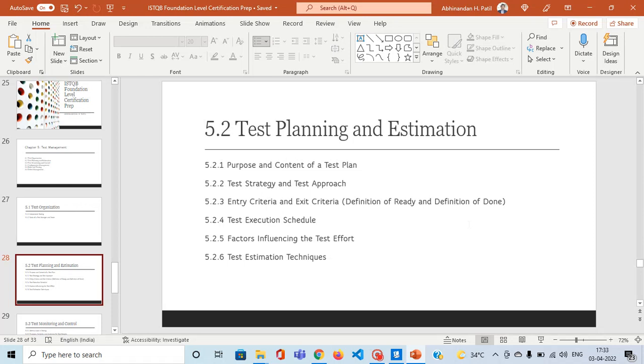Next is 5.2.2, that is about test strategy and test approach. So there are several strategies that can be employed. Either it could be analytical, or model-based, methodical, process-compliant, directed, regression-averse, or reactive. So we'll discuss each one of them one by one. That is the test strategy we are talking about.